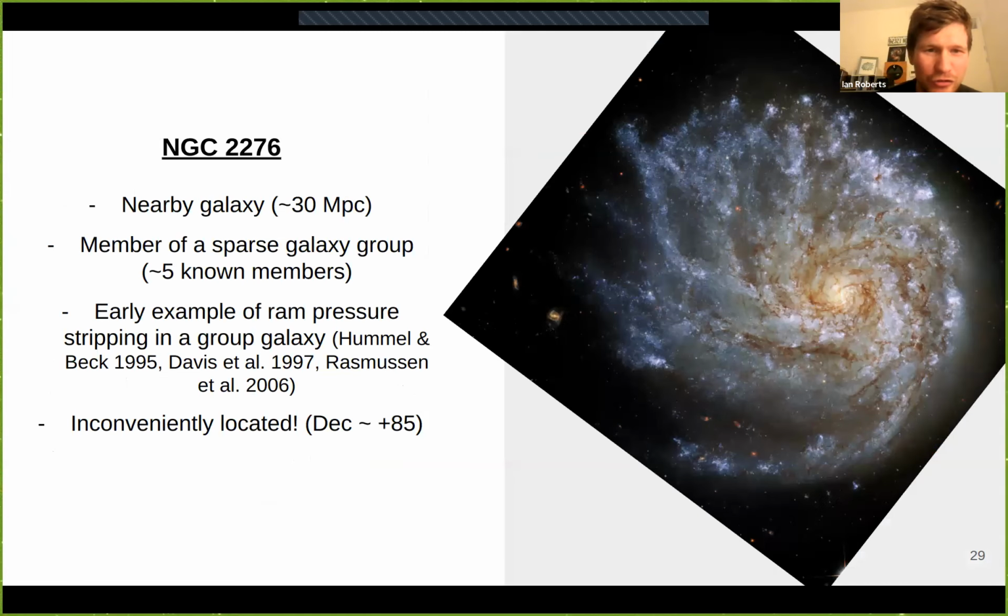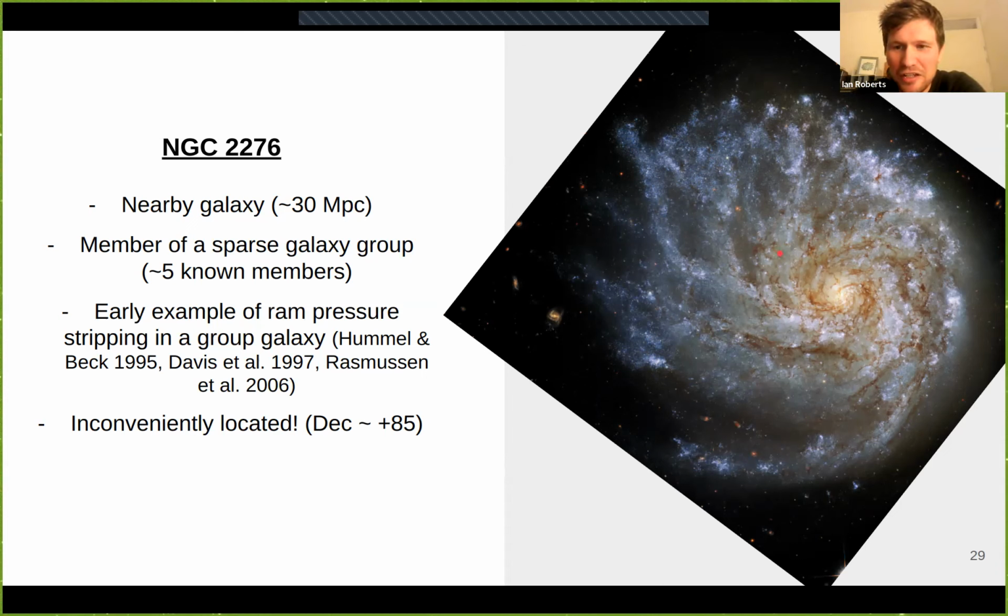So before I move on, I'll do a brief aside on this nearby galaxy, NGC 2276. This is still related to the spectral index stuff. This is a nearby galaxy. It's a member of a sparse galaxy group, only about 5 known members. And this might be the earliest example of ram pressure stripping in a group galaxy, as this dates back to the 90s. It's very inconveniently located for observations. It's almost plus 90 in declination.